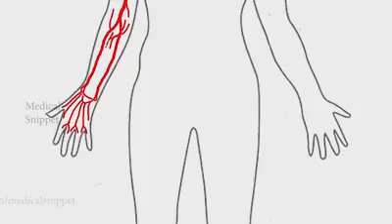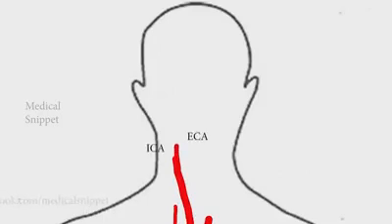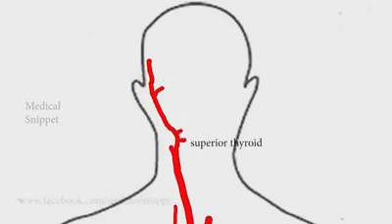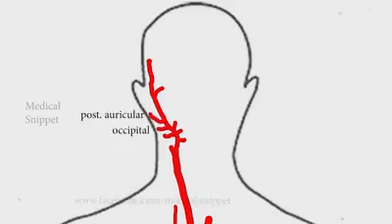Let's see the arterial tree of the head and neck. The common carotid artery divides into the external and internal carotid arteries. The external carotid artery terminates into the superficial temporal and maxillary arteries. The anterior branches are the superior thyroid artery, lingual artery, and facial artery. The medial or deep branch is the ascending pharyngeal artery, and the two posterior branches are the occipital and posterior auricular arteries.